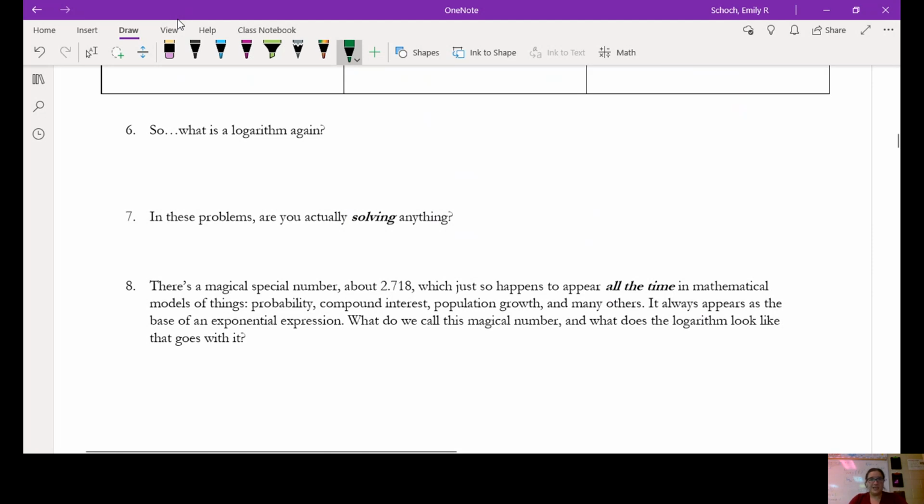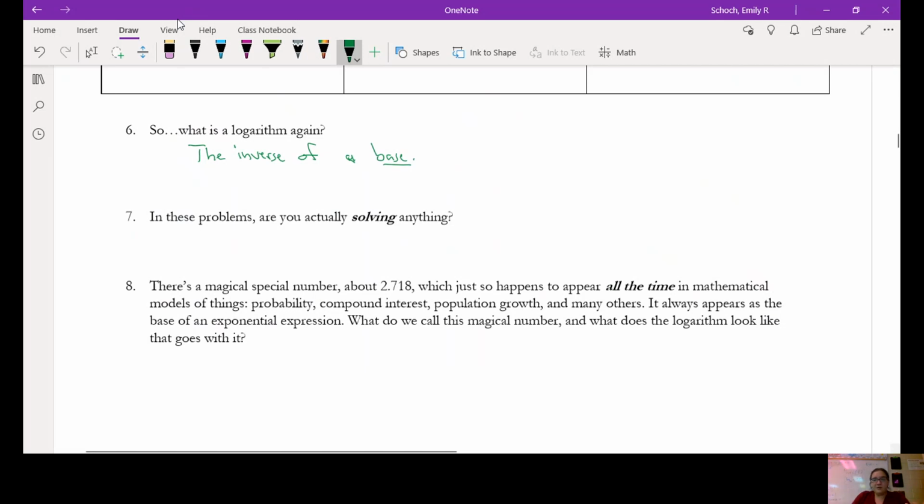So what is a logarithm? And you're going to answer that a logarithm is the inverse of a base. So just like subtraction is the opposite of addition, so it gets rid of addition, a logarithm is the inverse of a base, so it gets rid of the base, and you're left over with an exponent.